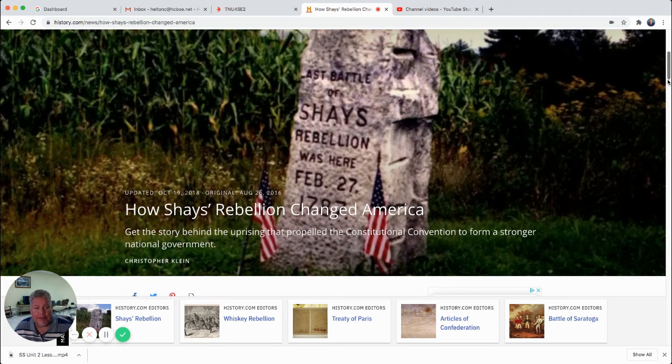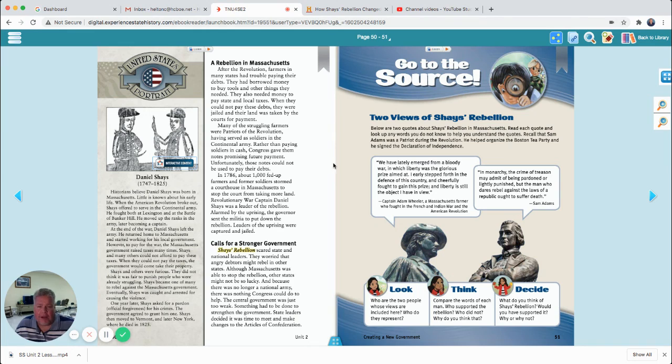Well, the subtitle here is important. The story behind the uprising that propelled the Constitutional Convention to form a stronger national government. And that's kind of where we're left off today. We're left off with this Articles of Confederation is weak. It doesn't work very well. And so what are we going to do to change it?